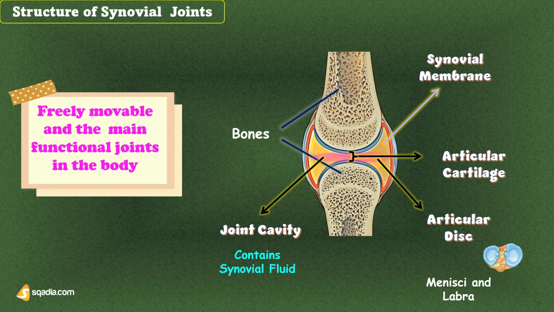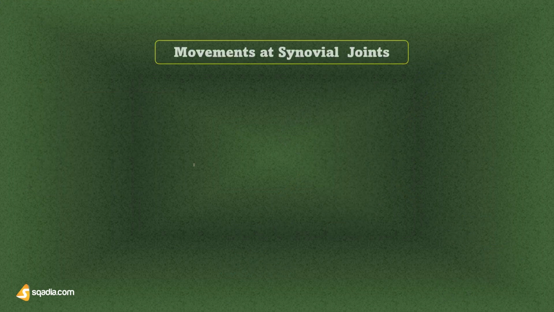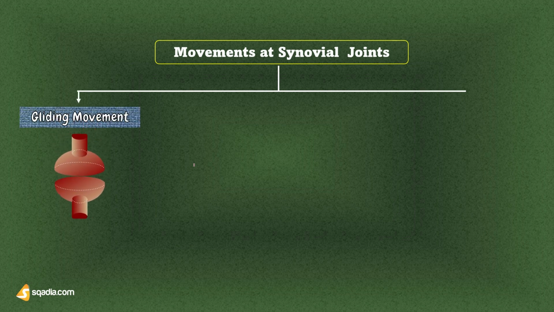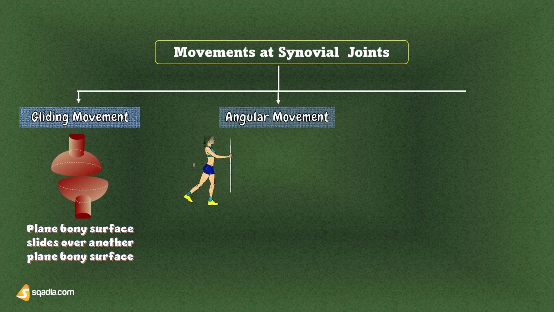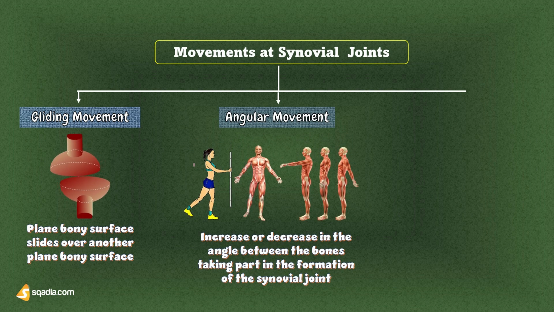We talked about how the synovial joints are the most freely moving joints of the body. The types of movement that they allow are gliding movement, in which one plane bony surface slides over another plane bony surface to a limited extent. Angular movement, which involves an increase or decrease in the angle between the bones taking part in the formation of the synovial joint. For example, flexion, extension, adduction, and abduction at the joint.